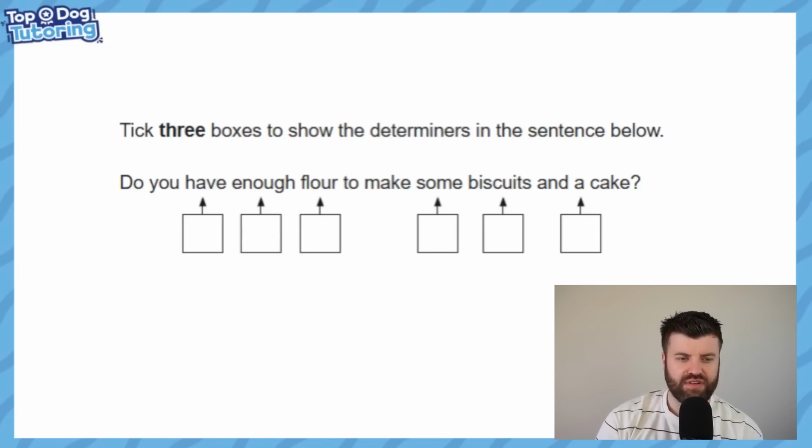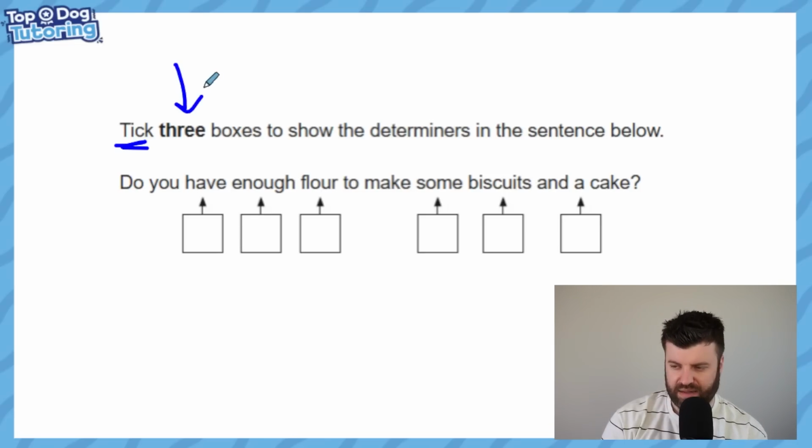Next up, tick 3 boxes that show the determiners in the sentence below. Very much the same as what we've just been practicing, but just read the question carefully. This time we're ticking boxes. I want 3 of them. So I know how many, and I'm ticking. Do you have enough flour to make some biscuits and a cake?